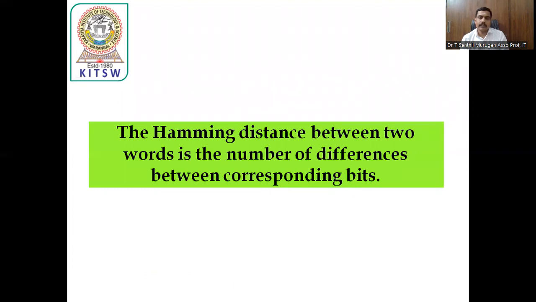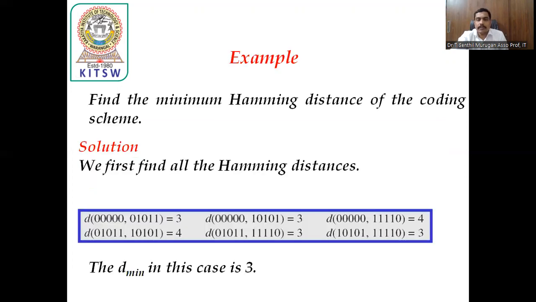Using cyclic codes or redundant codes. The Hamming distance between two words is the number of differences between the corresponding bits. So the Hamming distance method is also used to find or detect the error in transmitted data. So what is Hamming distance? The distance between two words is the number of differences between the corresponding bits.